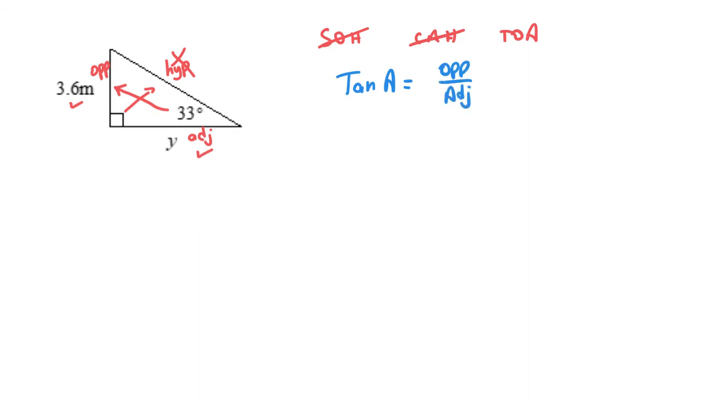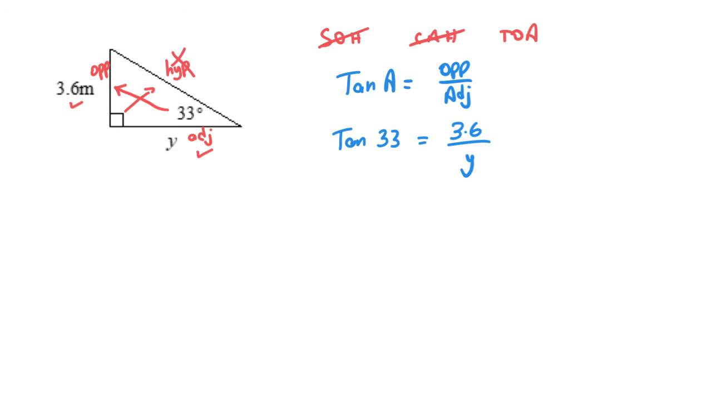So if we fill the information in, we've got the tan of 33 equals the opposite, which is 3.6, over the adjacent, which is y. Now, this is called finding the hypotenuse, and although we're not trying to find the hypotenuse in this case, the unknown is the term in the bottom, the denominator of the fraction. So that's what we're doing here.